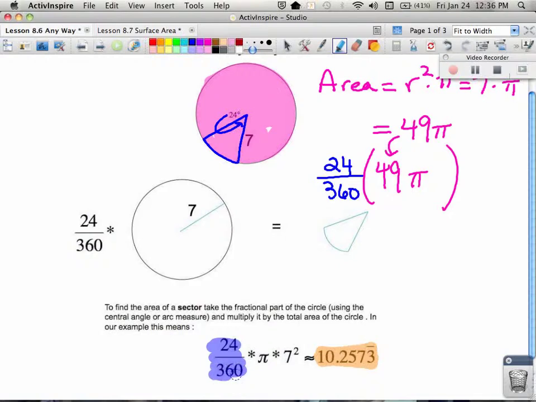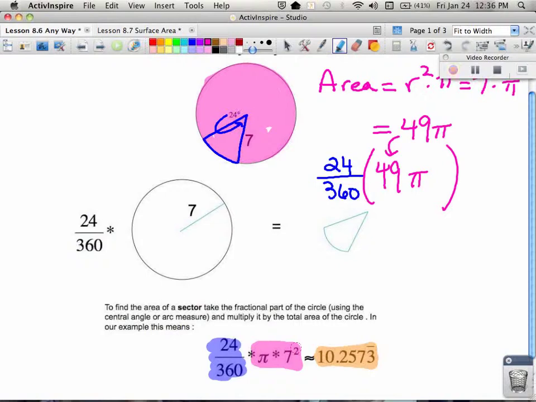So the blue fraction that we had, 24/360, is talking about the part of the circle I want, and that's the ratio, and the pi times the 7 squared is the area of the complete circle. So the blue tells you what part of the complete circle that you want. And then in the orange is your final answer.